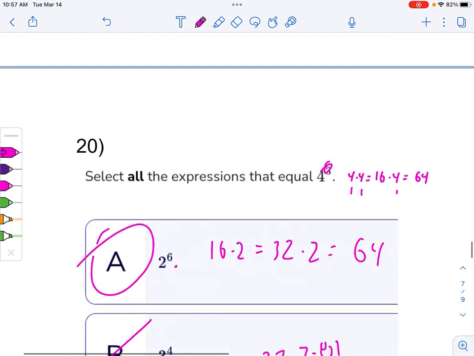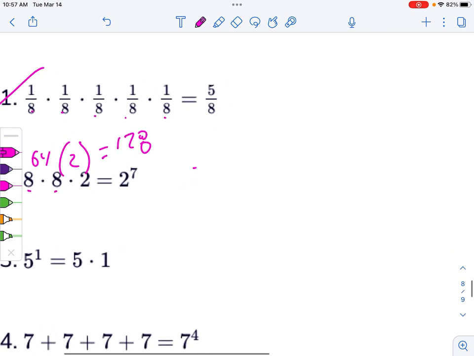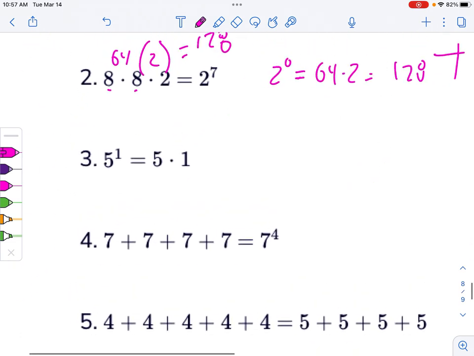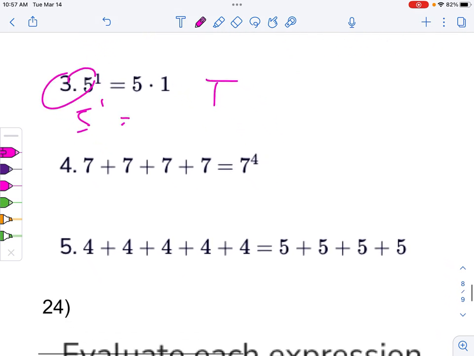Where's 2 to the 6th power? 2 to the 6th power is 64. So 2 to the 6th power is 64. And if I double that, I get 128. That is true. This is 5 to the 1st power, and it equals, oh, this one works. This one's true. This one works.